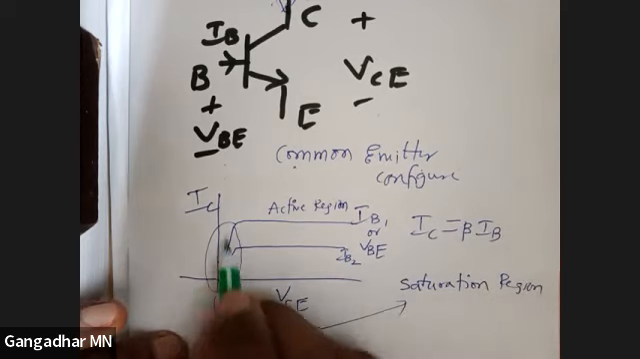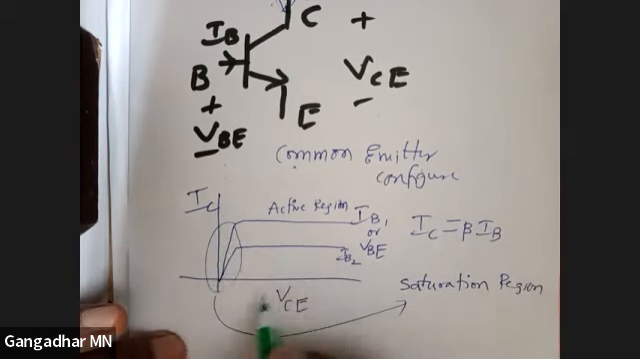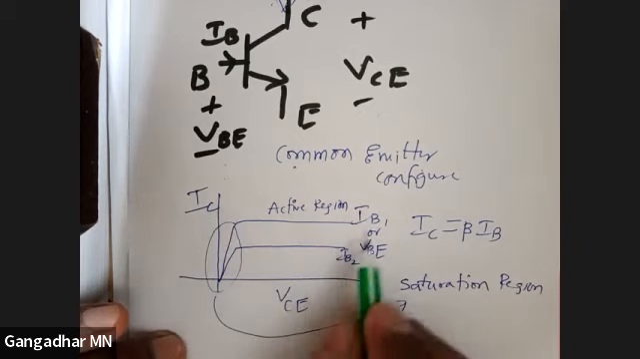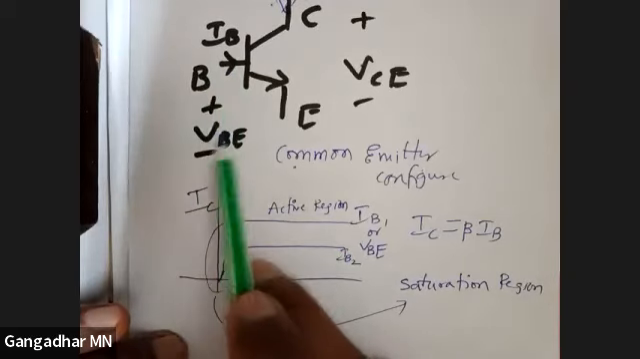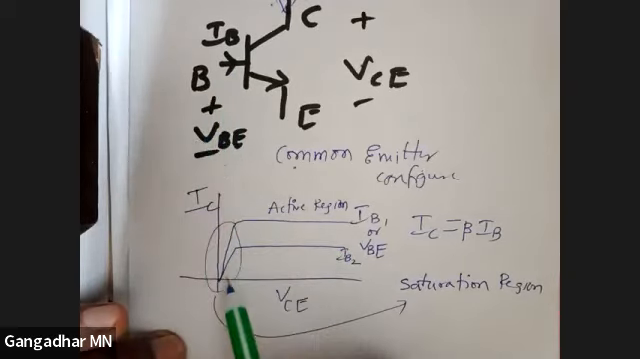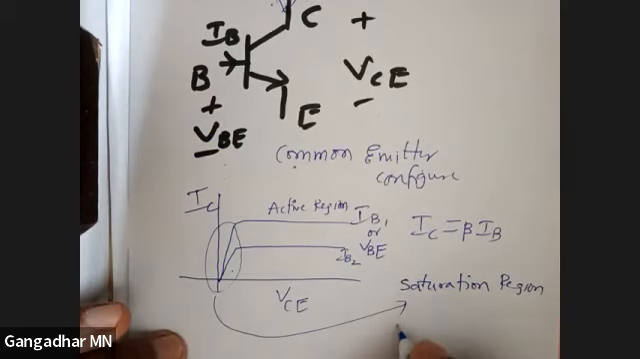where current is increasing with respect to voltage at a fixed input current or input voltage, fixed IB or VBE. This is a function of the resistance. So this is called saturation region, where it acts as a resistance.